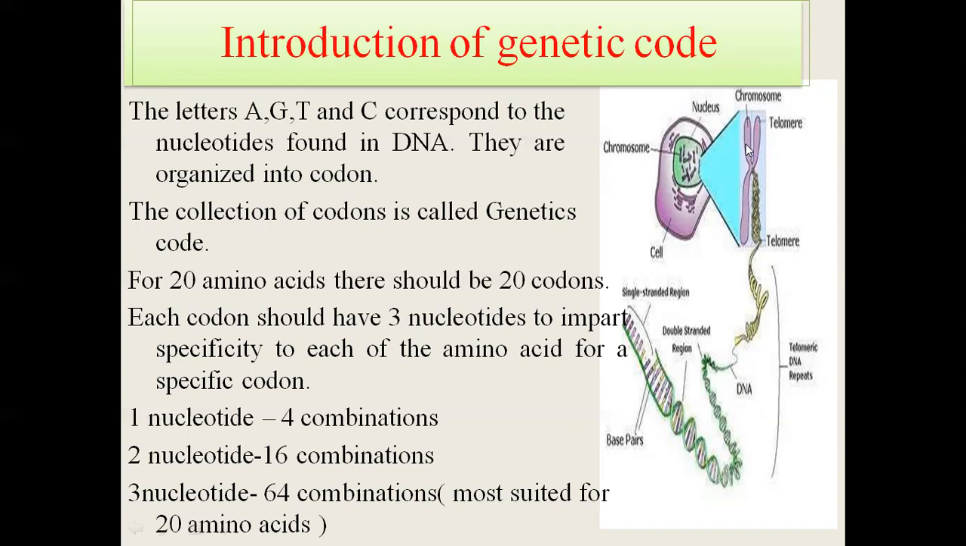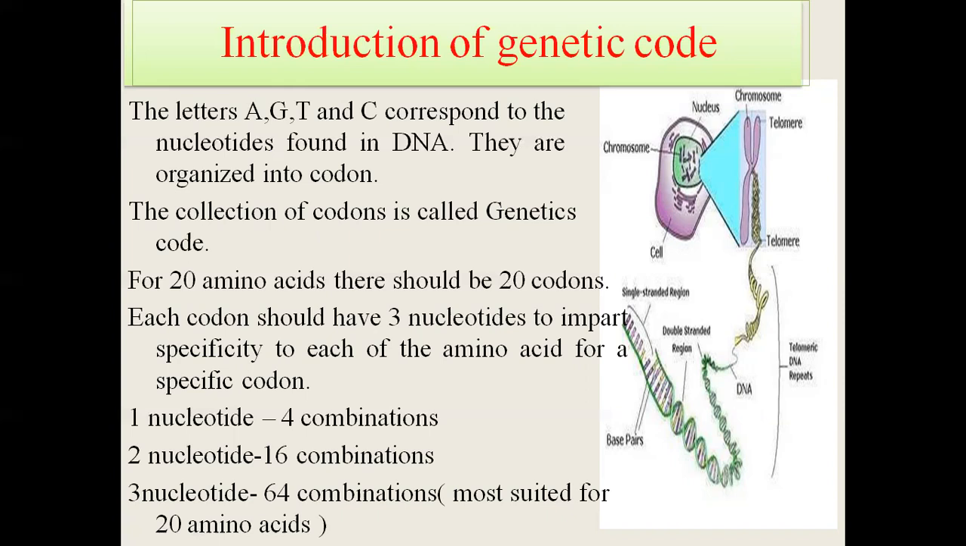This is nothing complex. In the introduction, the letters ATGC correspond to the nucleotides found in DNA. They are organized into codons. This is called a codon. The collection of codons is called the genetic code. So what is the genetic code? It is the collection of codons for the total of 20 amino acids.